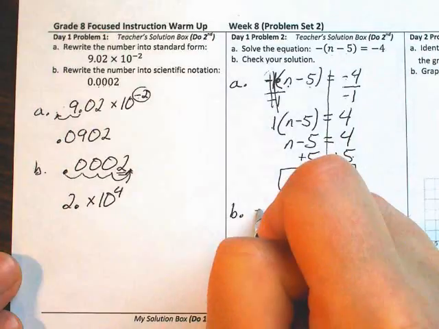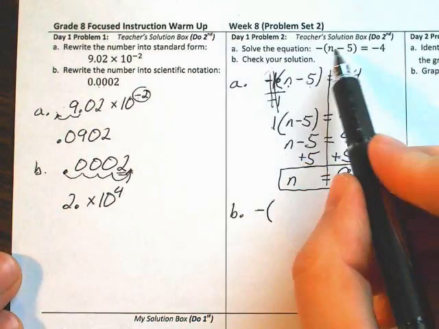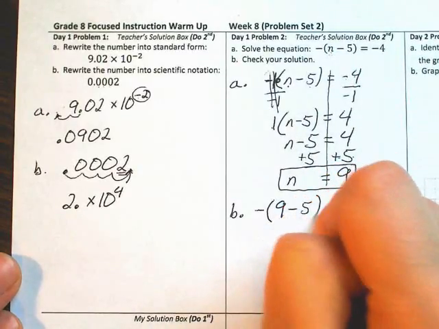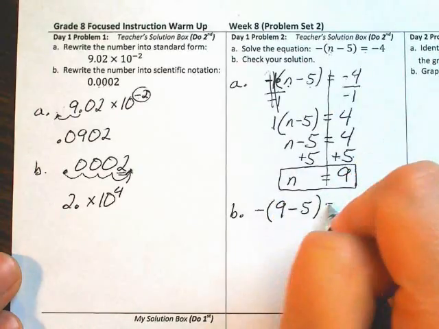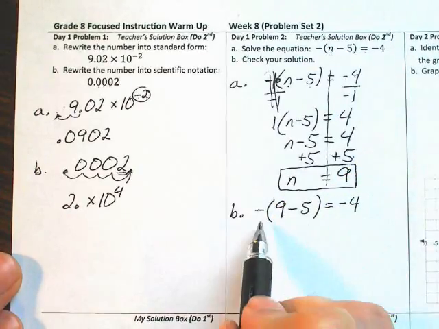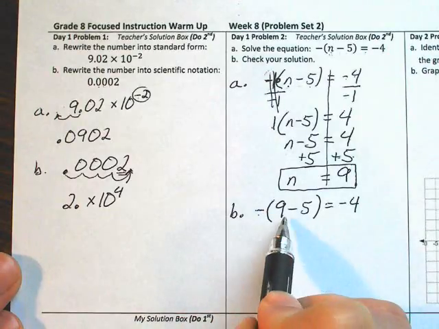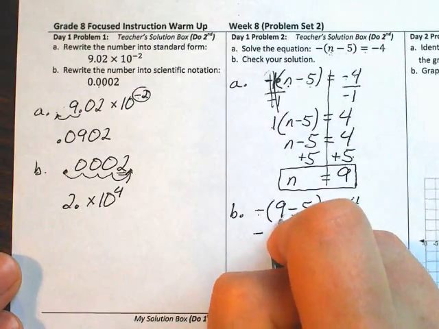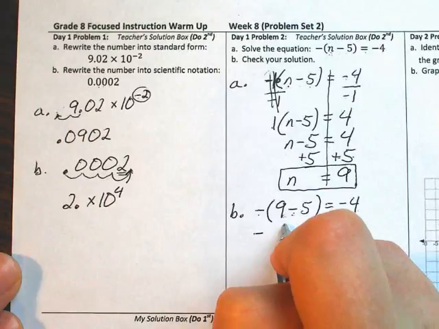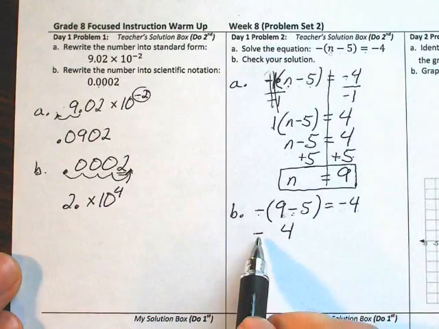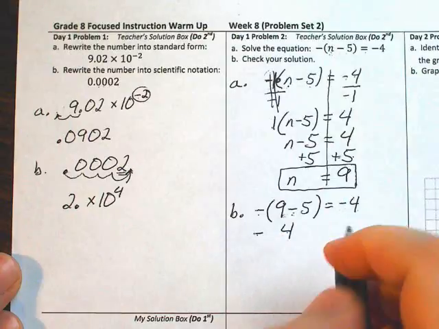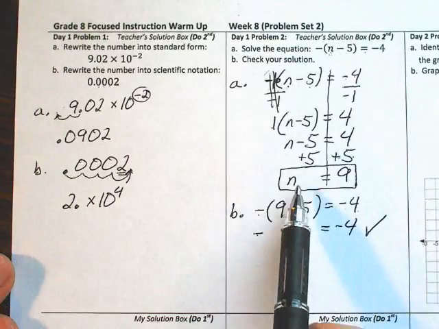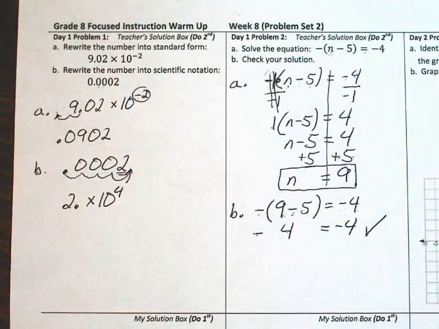So our original equation has a minus sign and then parentheses. Where the letter n is, let's fill in 9. And equals -4. We wonder if negative of 9 minus 5 is equal to -4. In the parentheses, 9 minus 5 makes 4. And so does negative 4 equal negative 4? Well, yes, of course it does. This checks, and that means that n equals 9 is the correct solution to this equation.